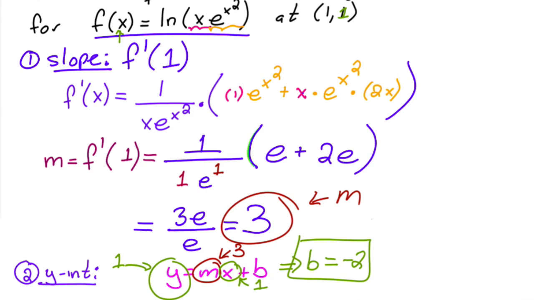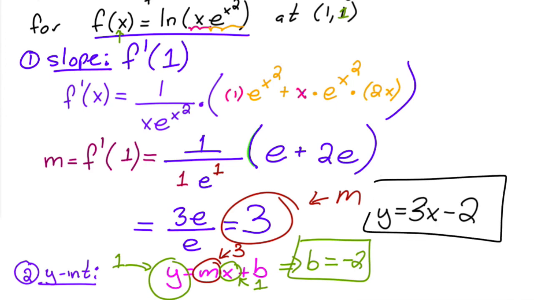So these two put together give you your tangent line, which is y equals 3, the slope, x, and then minus 2. And that's it.